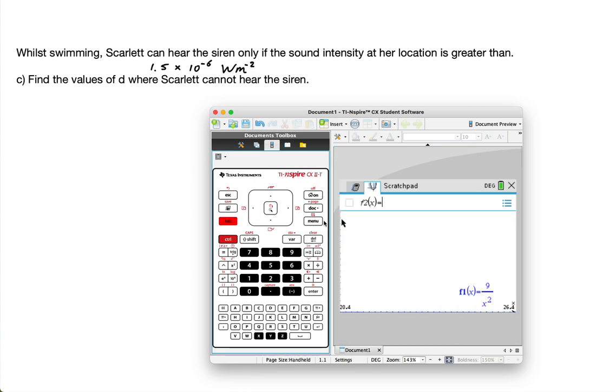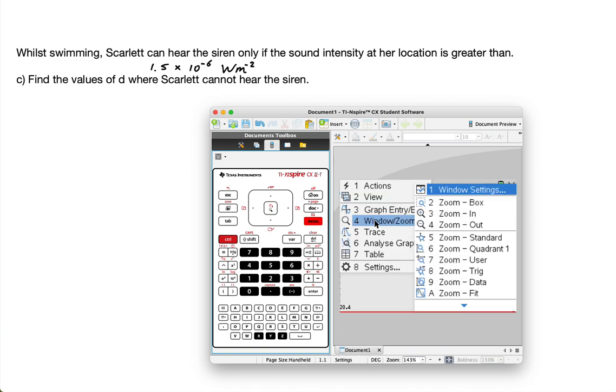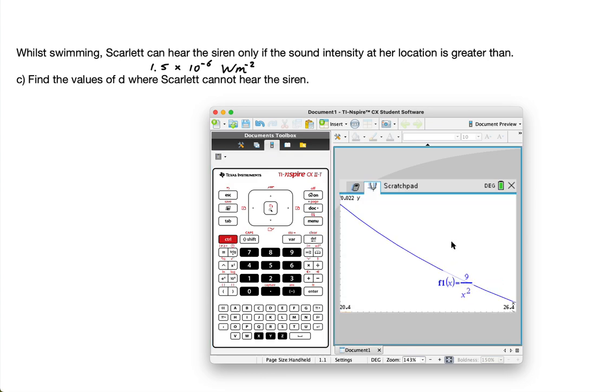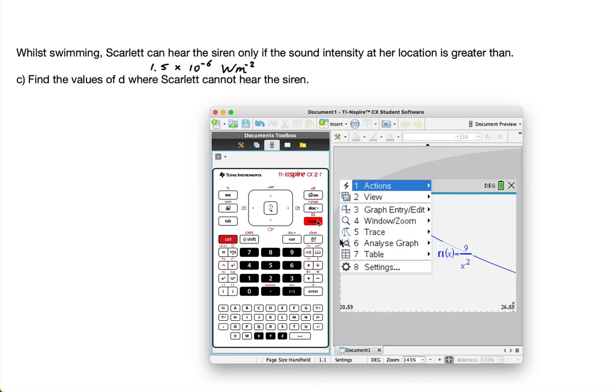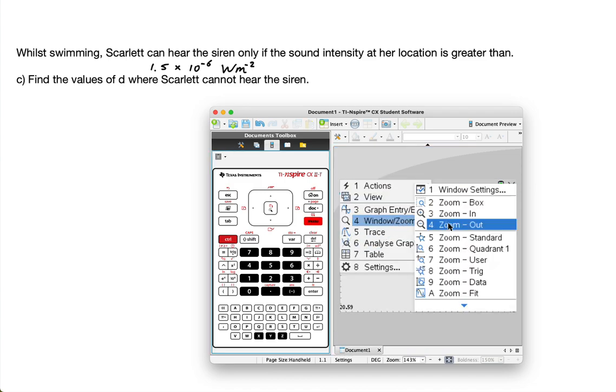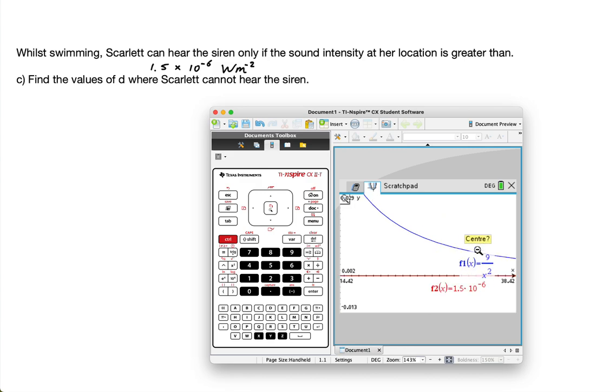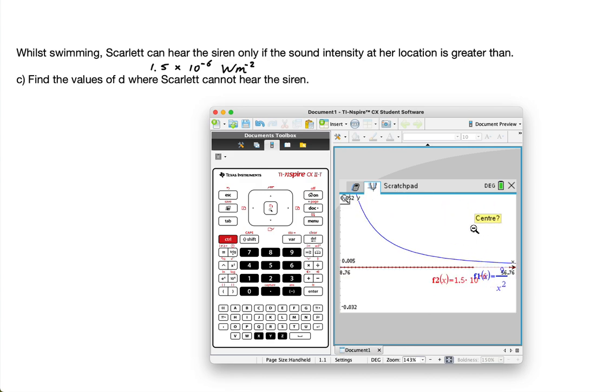Now, normally what I would say is let's draw this graph. We'll draw the graph of 1.5 times 10 to the power of negative 6, like this, and it's some straight line here. Now, unfortunately, it's so small and everything's happening so close to here, I can't actually see what's going on. So I'll try the zoom fit. This is not good at all. And then you zoom out.